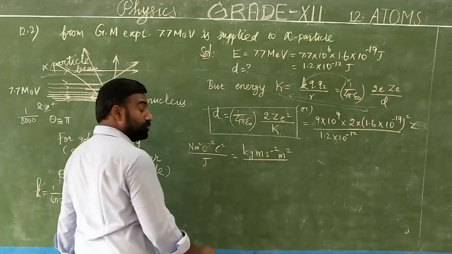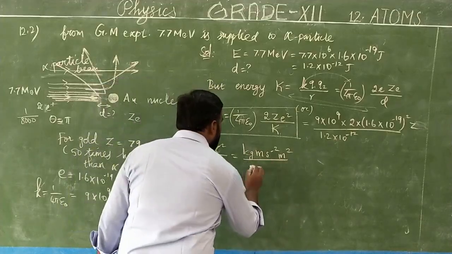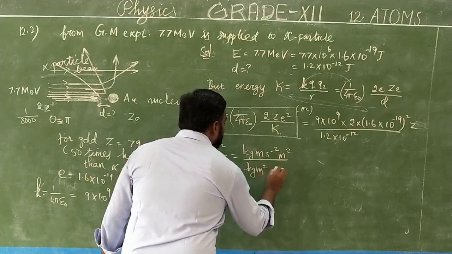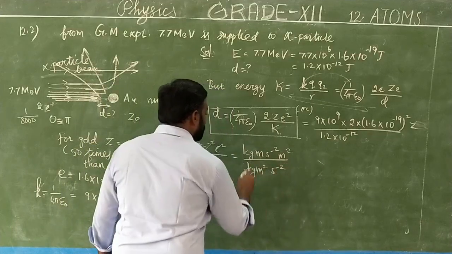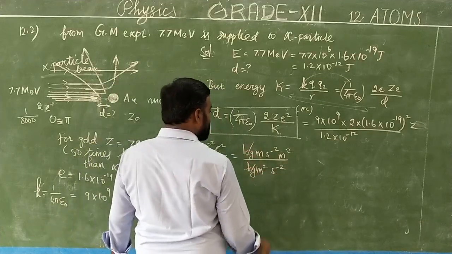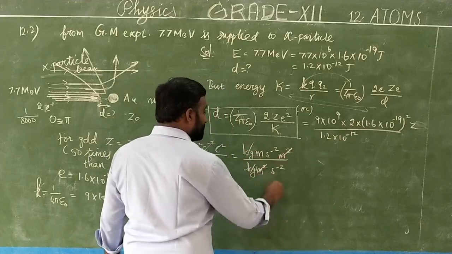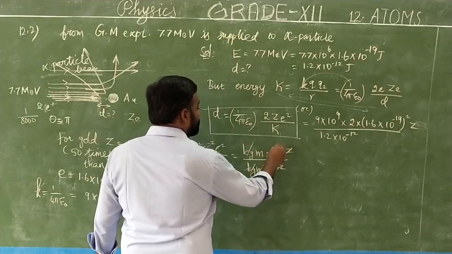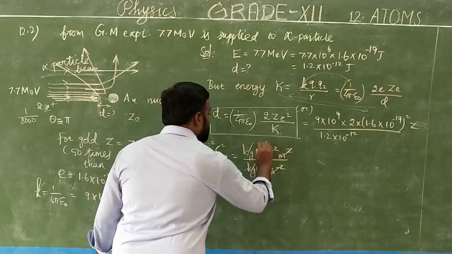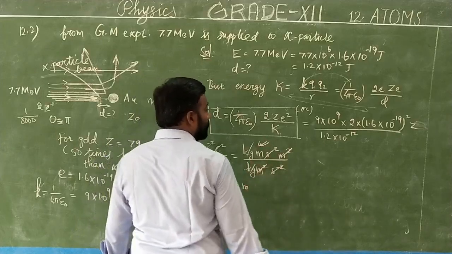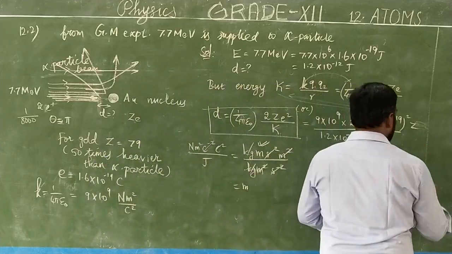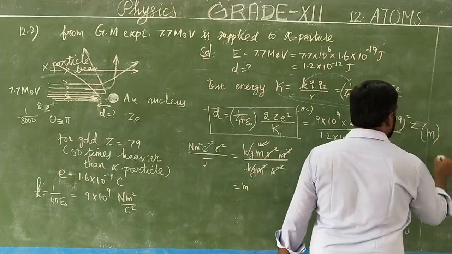Divided by joule energy. What is the SI unit of energy? It's a kilogram meter square second power minus 2. So kilogram will cancel. This meter square also cancels. Then s power minus 2 and s power minus 2 also cancel. Finally we have only the meter. So what should be the unit? So meter, because distance SI unit is meter.